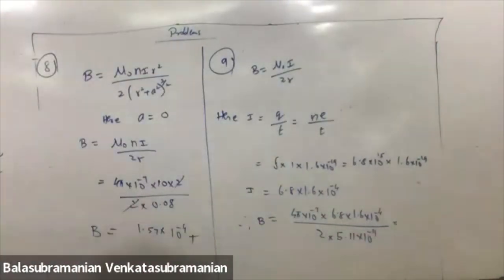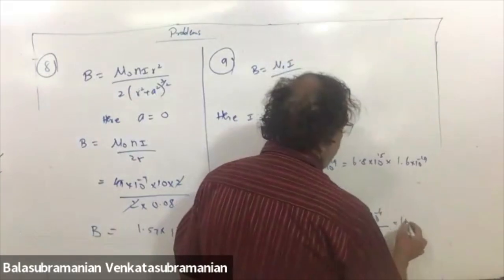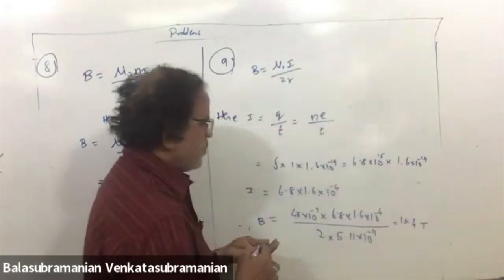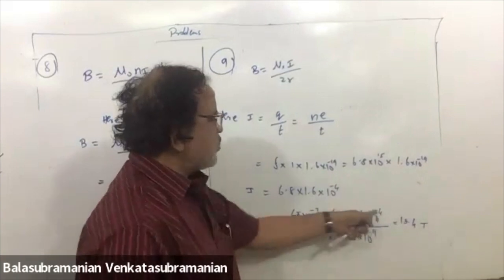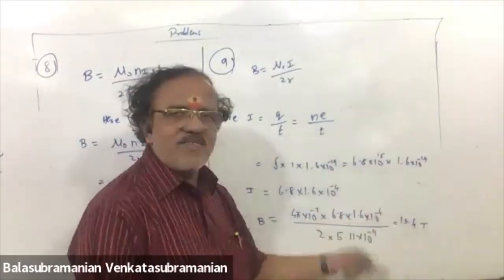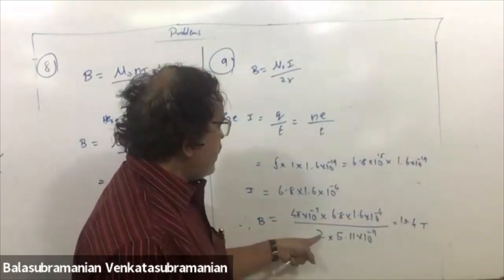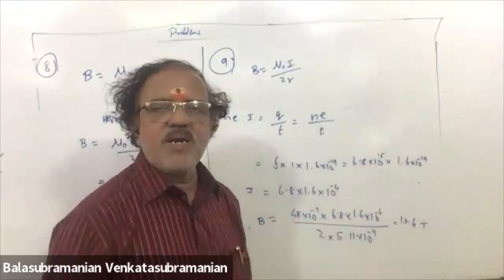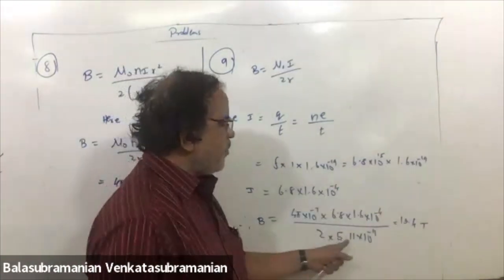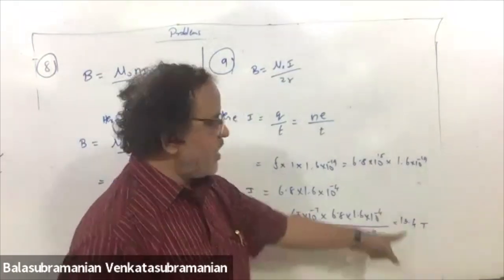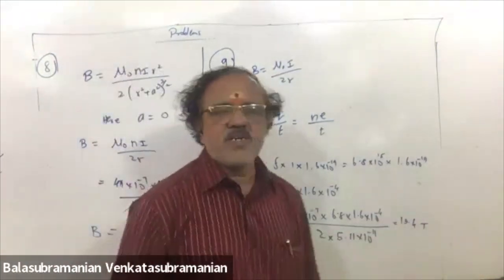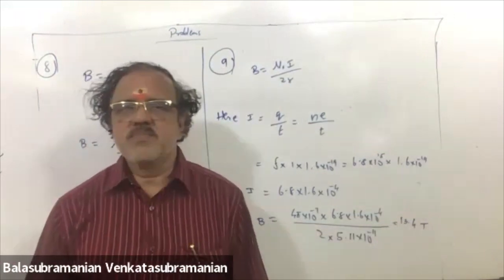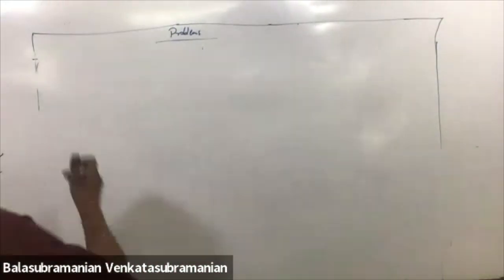Straight problem, but you have to substitute the data that is given here. So simplify. Minus 7 minus 4 is minus 11, and minus 11 minus 11 cancels. 4 pi into 2, so 2 pi. 2 pi into 6.8 into 1.6, multiply and divide by 5.1. You are getting the answer 13.4 Tesla. Okay.